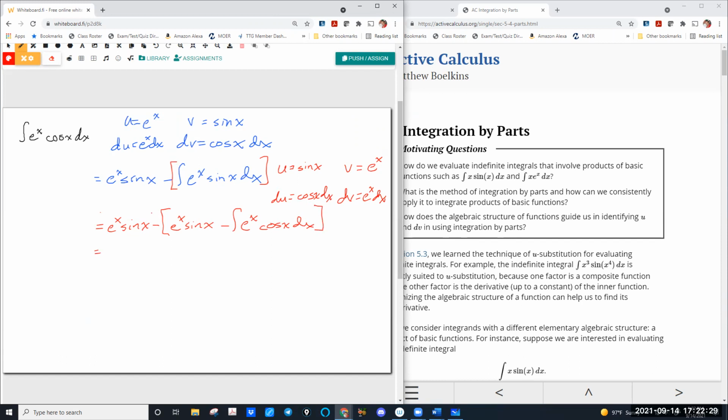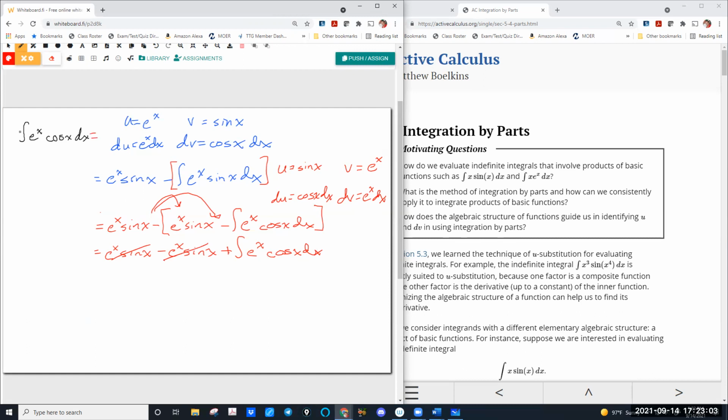All right, let's distribute that negative and see what happens. I have e to the x sine x minus e to the x sine x, and distribute that negative here. I get a positive e to the x, integral of e to the x cosine x dx. Now, this is kind of interesting. These cancel. And we get the integral of e to the x cosine x dx.